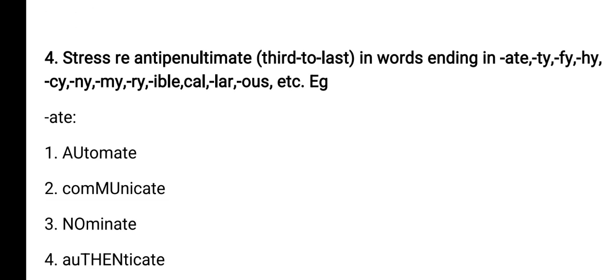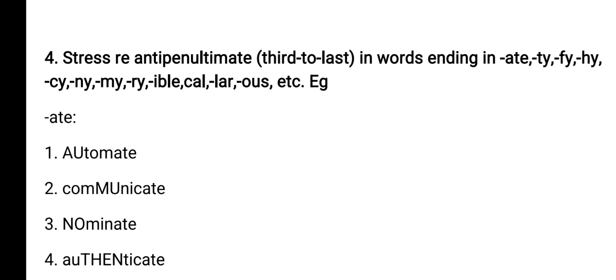All right, number 4. Stress the antepenultimate syllable, third to last. Remember that rule 3 was second to last. Now, third to last. What is third to last in automate? Au. Now remember, we're counting from the last syllable. So any word that ends in ATE, TY, FY, HY, any word ending in Y, but it is not all.